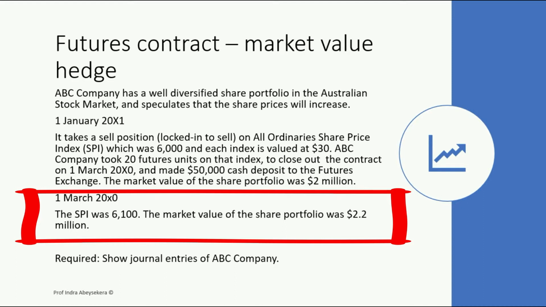On 1st of March, the share price index, to which the futures or the derivative is linked, is now 6,100. It has become 6,100 from 6,000. Market value of the share portfolio is 2.2 million, which was previously 2 million. So let's look at the journal entries.